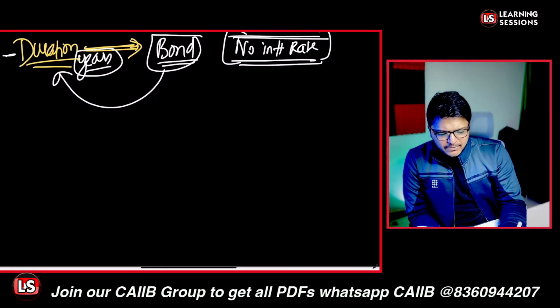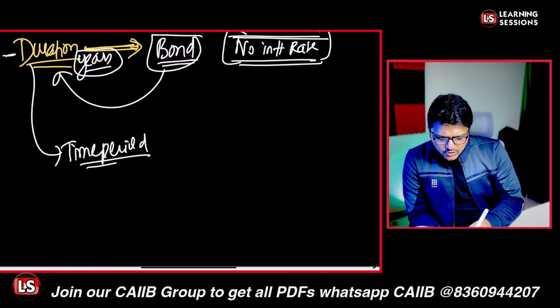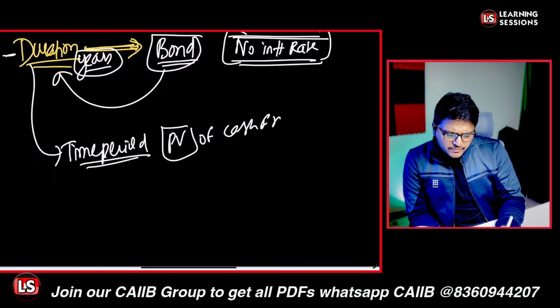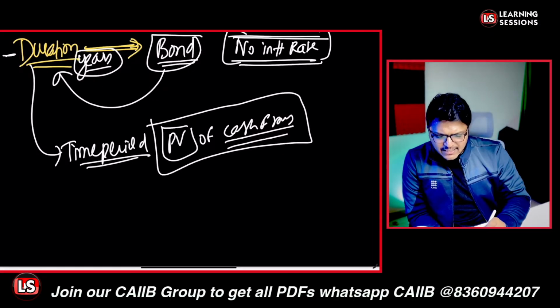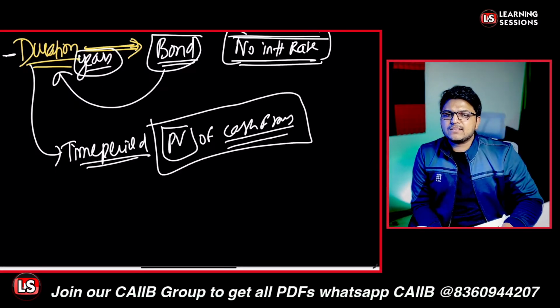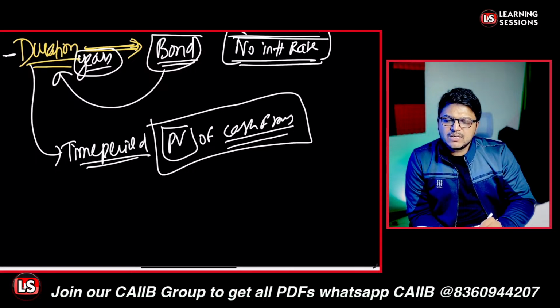It's actually a time period. Duration represents a time period during which you will be receiving the present value of all the cash flows. That is the duration. So interest rate risk ceases in that particular scenario. Clear?